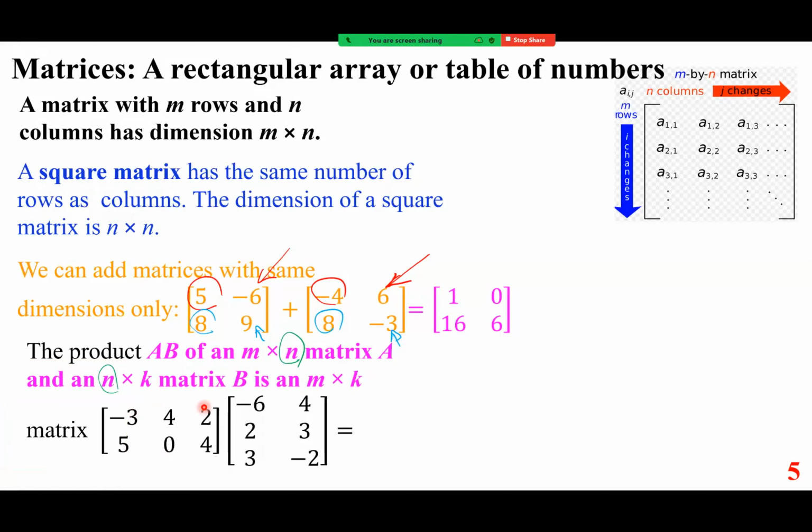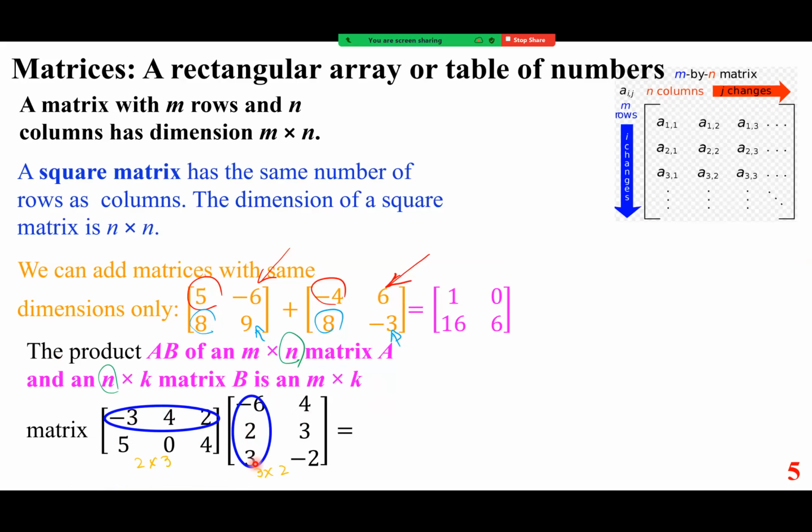1, 2, 3. So what we have, in fact, let me just write this. This is a 2 by 3 matrix. This is a 3 by 2 matrix. Therefore, we can do the multiplication. And the way it works, you multiply this one by this one, and you put it as the first entry. So for example, this entry would be -3 times -6 plus 4 times 2 plus 2 times 3.